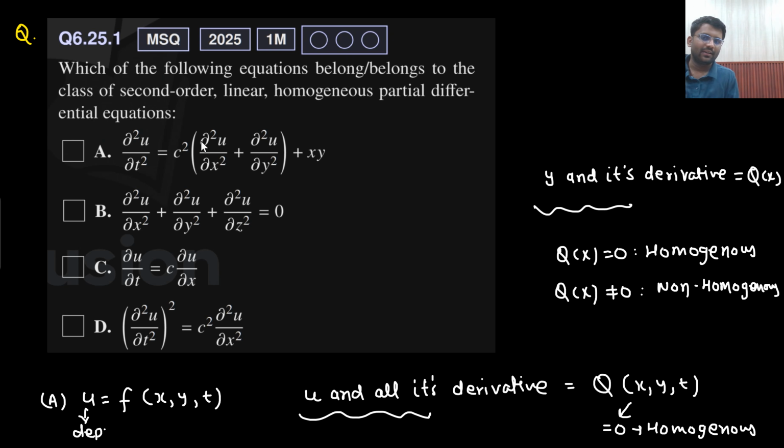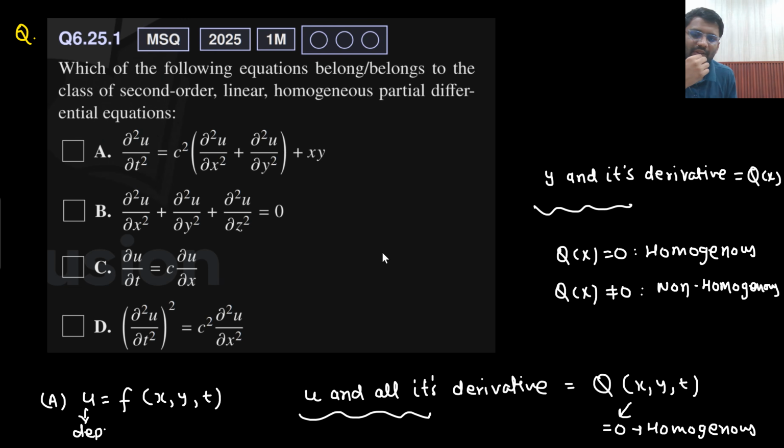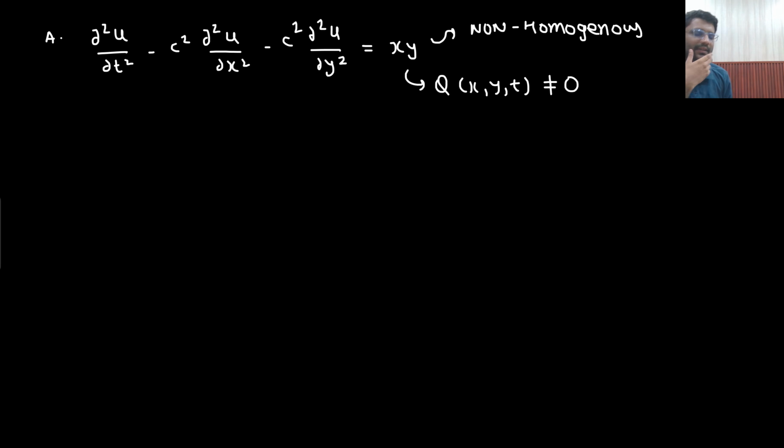Yes, sir. In equation A, what can I do? Del square u by del t square. Then every term related with u will come this side. So minus c square del square u by del x square, minus c square del square u by del y square, equals xy, which is a function of x, comma y, comma t, which is non-zero. What does that mean? It is non-homogeneous. First thing, right? Non-homogeneous.